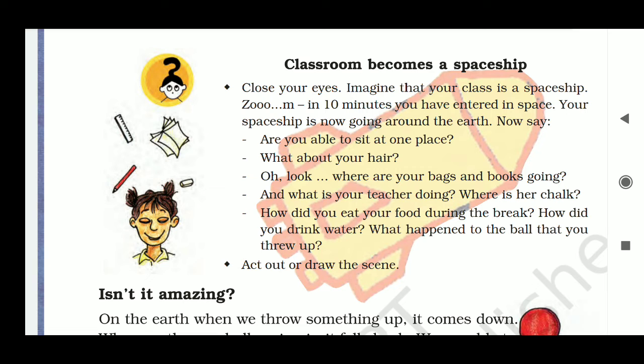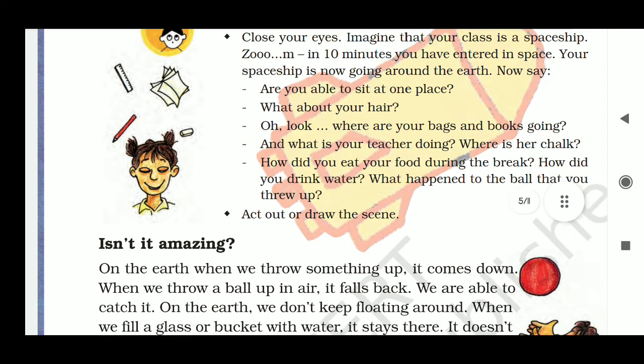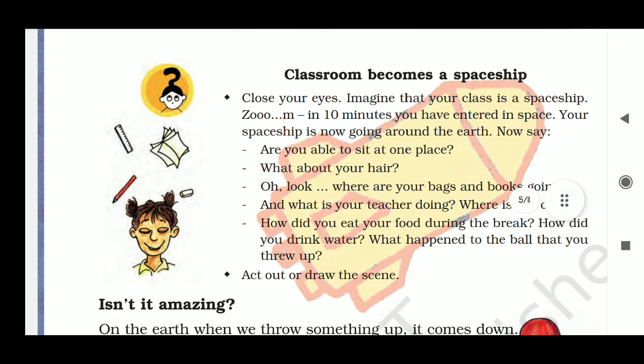Your spaceship is now going around the earth. Now say, are you able to sit at one place? Of course not. If you imagine that your classroom is a spaceship, then since there is no gravity in space, everything will be floating, so we will not be able to sit at one place.